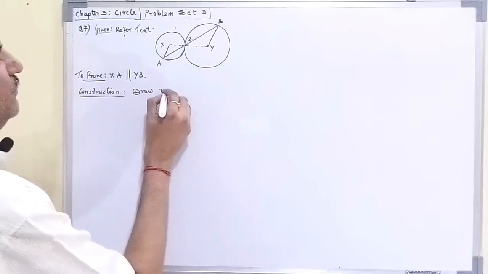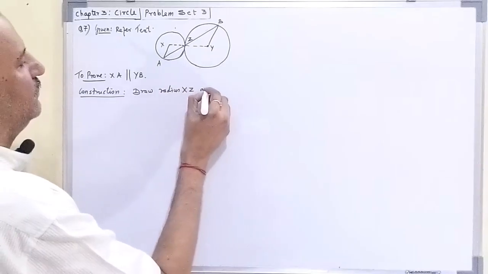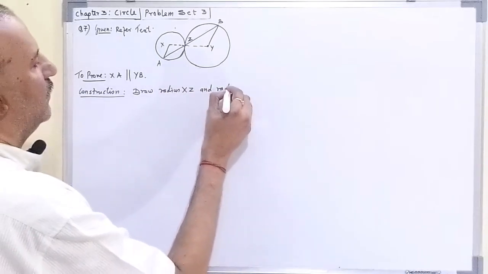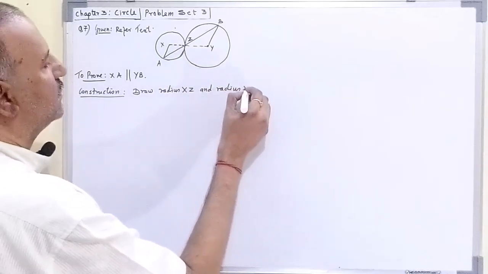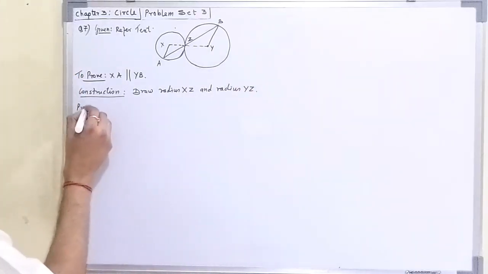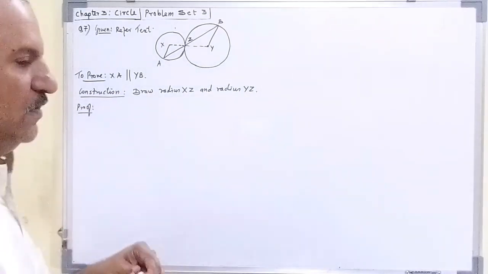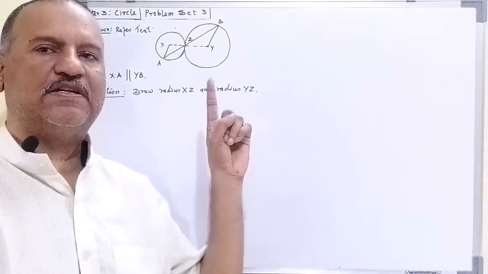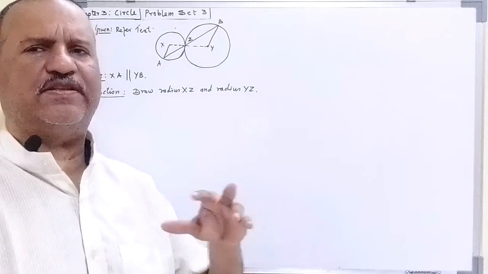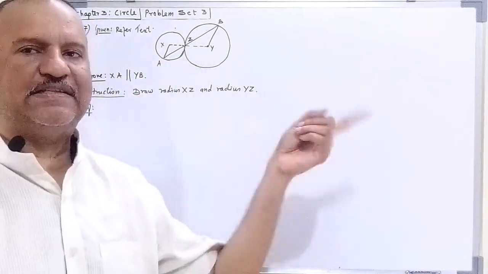Draw radius XZ and radius YZ. So let's start with the proof. First point, again: when two circles intersect each other, whether externally or internally, their centers and a point of contact are collinear. They lie in the same straight line.